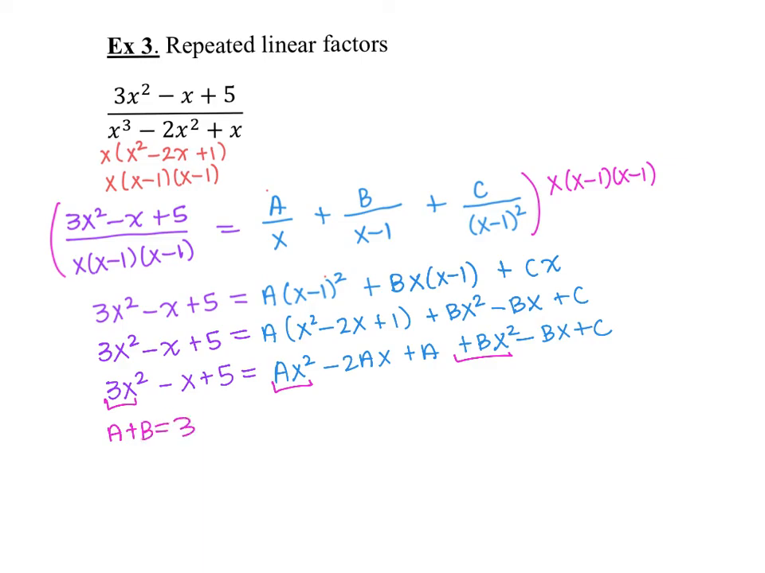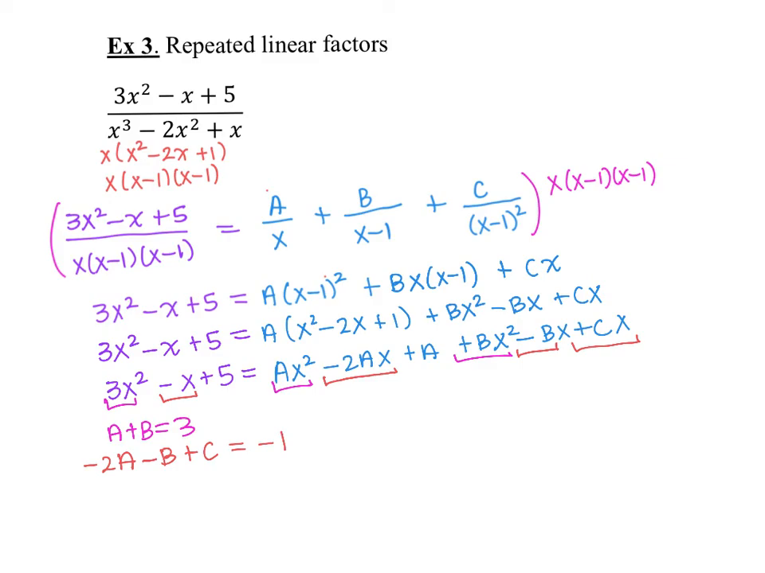Okay, let's see what else. For the negative 1x, I have negative 2ax and negative bx. Oh, nope, I lost my x at the end. Plus cx. Oh, that's why you got to be careful. That would have messed up my entire equation. Okay, so negative 2a minus b plus c equals negative 1.